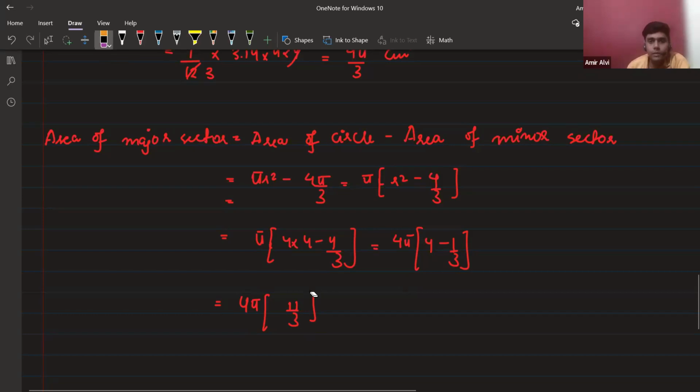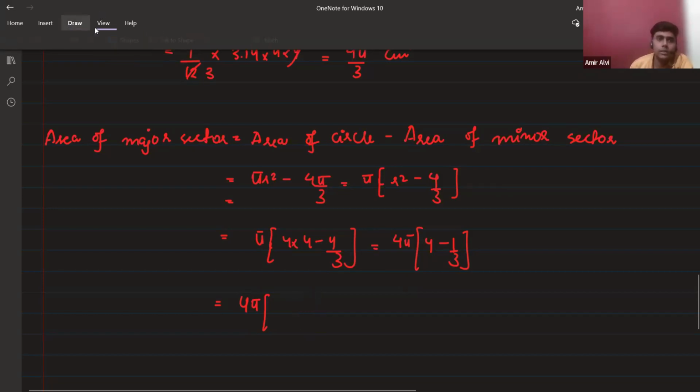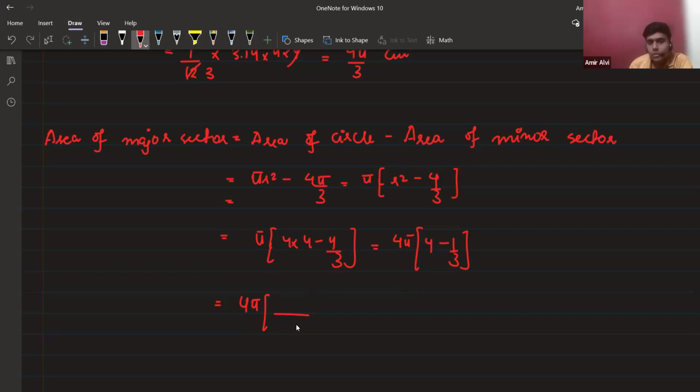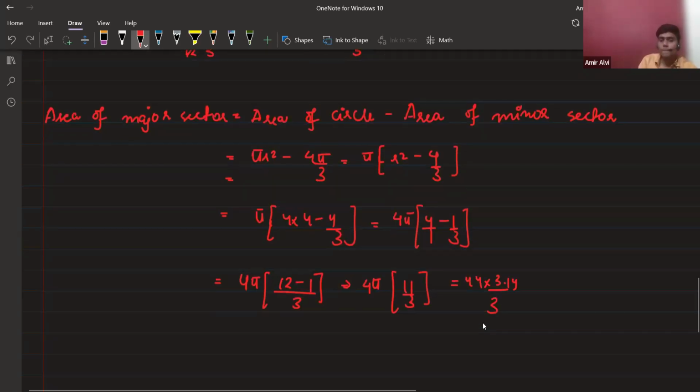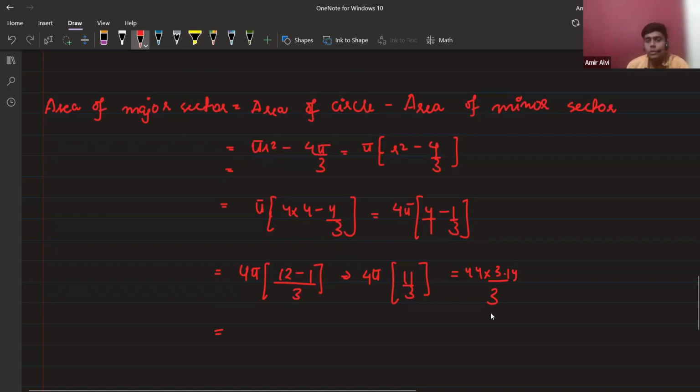Let me write this thing. It's nothing but simple. LCM is 3 because 1 is there. LCM of 1 and 3 will be 3. So 3 will be divided by 1, which is 3, and 3 will be multiplied by 4. So it will be 12 minus 3 divided by 3. So it would be 4 pi into 11 by 3. So 44 into 3.14 divided by 3. Clear, everybody? Yes, sir.